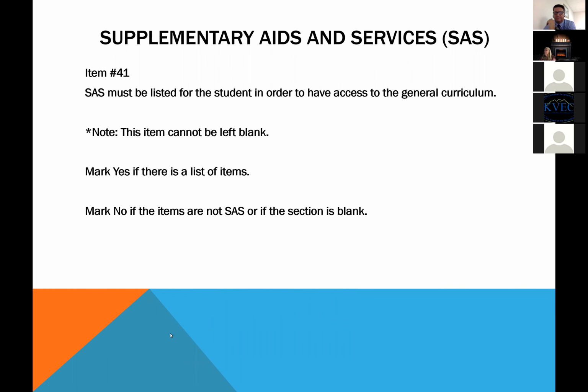Again, supplementary aids and services is another item that we must have in order to receive special ed services. This is item number 41. Your SAS must be listed for the student in order to have access to the general curriculum. This cannot be left blank. You're going to mark yes if there is a list of items, and no if there is not a list of items.